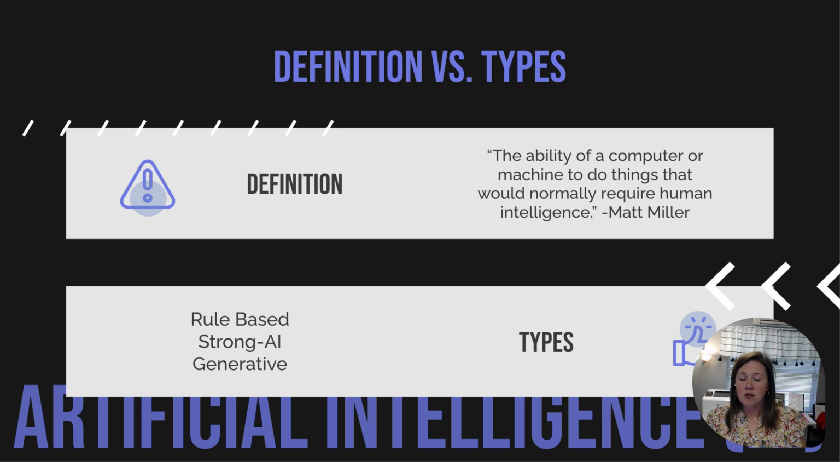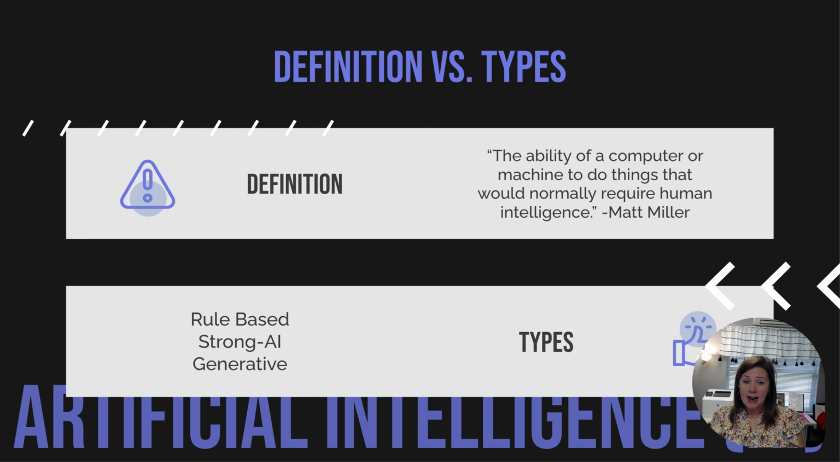So, just a little review of the history of artificial intelligence. According to Matt Miller, this is the ability of a computer or machine to do things that normally required human intelligence. And there are actually three types. There's rule-based AI, where you have to provide a set of information. For example, in your navigation system for Google Maps, I have to put in an address for it to give me directions. It can't read my mind and tell me where to go. It can make suggestions based on what I have previously done, but in order for me to receive step-by-step directions, I have to give it an address.